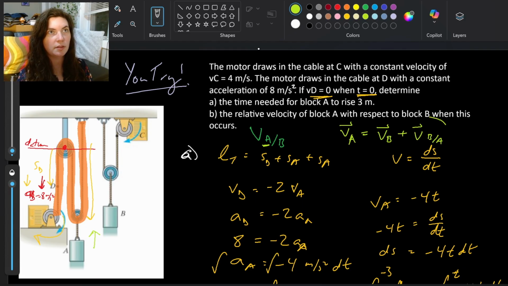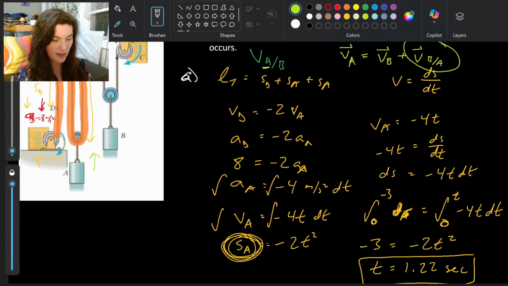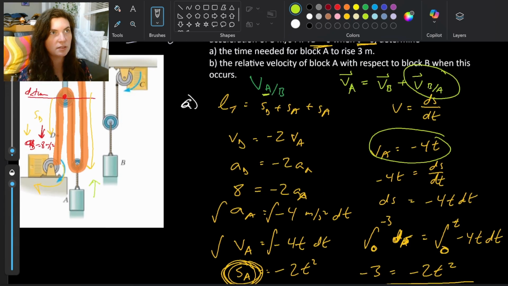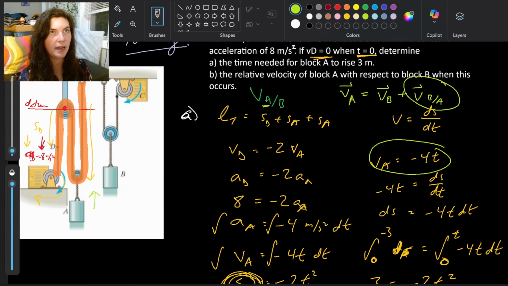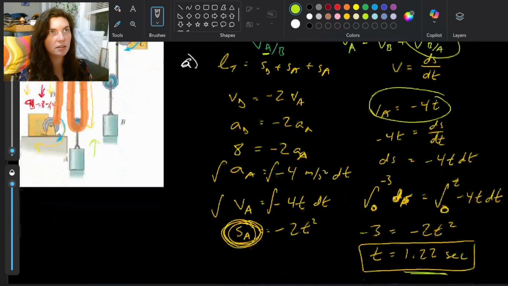So we know what we're looking for. Do we know our velocity with respect to A? We do, right? We have a relationship for that. We said VA is negative 4t. We already solved for that in this part A. So VA is negative 4t. We also found the time. We've got a time that we can plug in there to find that velocity.